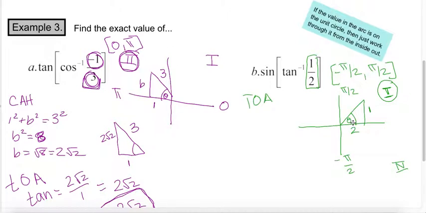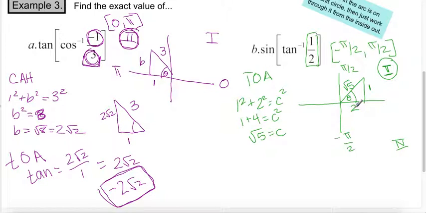So now we use this. We do step 3. We use the Pythagorean theorem to figure out what the hypotenuse is. So I'm doing 1 squared plus 2 squared equals c squared. So I'm left with 1 plus 4 equals c squared. Square root of 5 equals c. So up here I have square root of 5. Right? So I built my triangle.